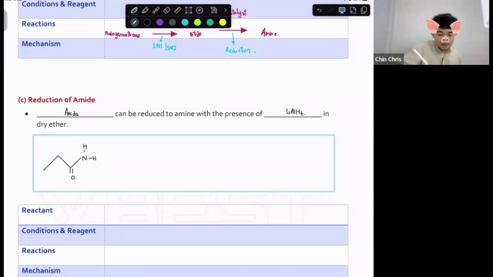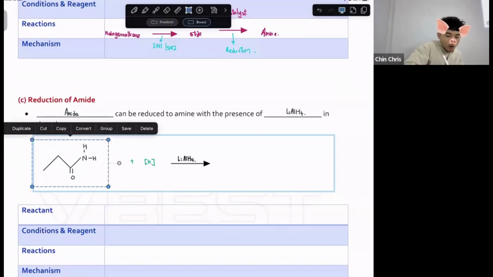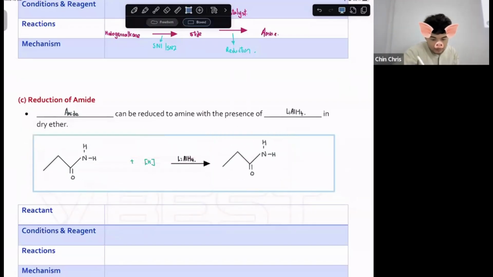Okay, it's an amide, right? Guys, I'm just going to add LiAlH4 and a reduction reaction will occur. So what's it going to turn into? The double bond O will get reduced off, and you don't have an O in your organic compound anymore. So the O is kicked out.